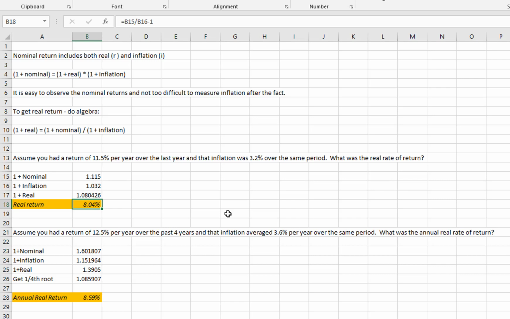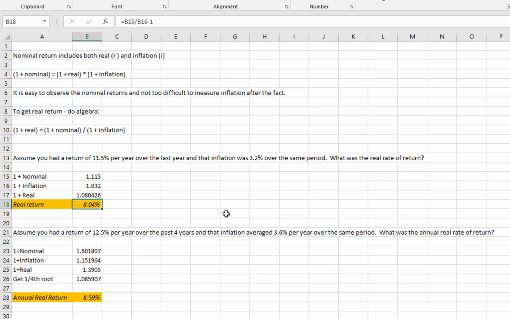Now you might be asking, so what? What's the big deal? Why are we doing this math? Well, this is what investors really should be caring about, the real rate of return. How much better off are they in a purchasing power sense? How much more stuff can they buy at the end of the investment than they could buy at the beginning? 11.5%, by the way, is not the answer. That was the nominal return, but I can't buy 11.5% more loaves of bread or 11.5% more cars. I can buy 8% more because I've taken into account the inflation.